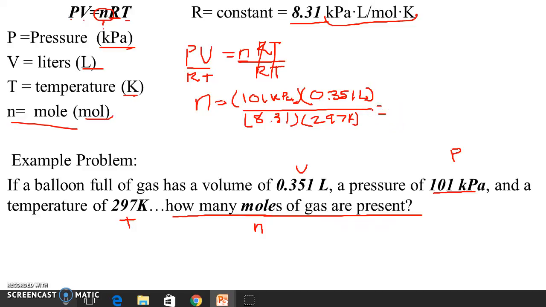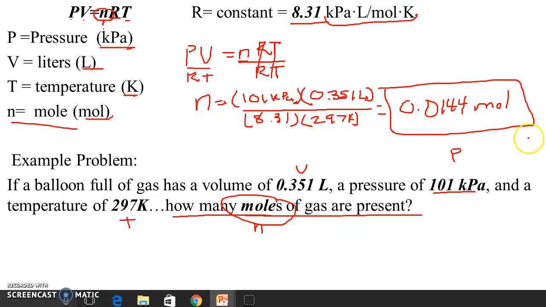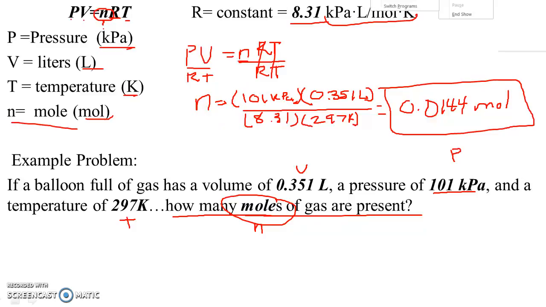To calculate this, we're going to take 101 times 0.351 divided by 8.31 times 297, which equals 0.0144 moles. I know the unit because we were solving for moles. So here's our answer, that's how many moles of gas are present. That's how you use the ideal gas law.